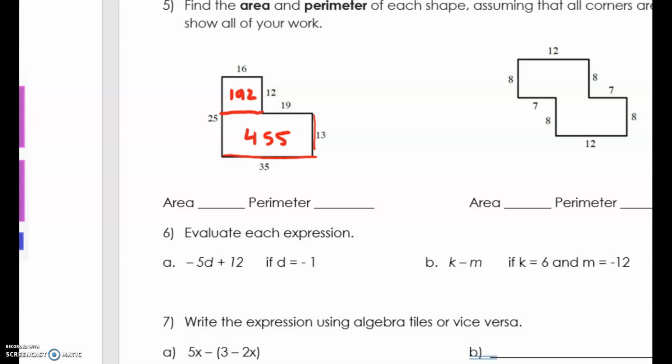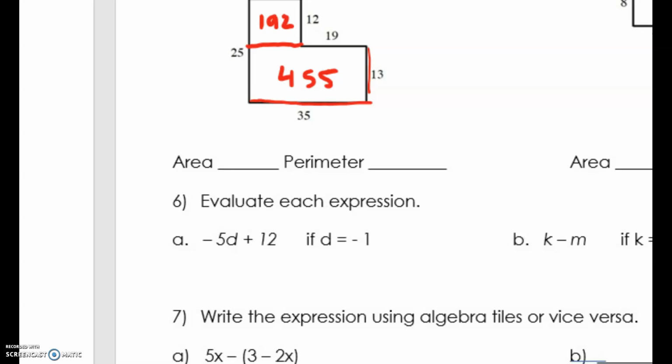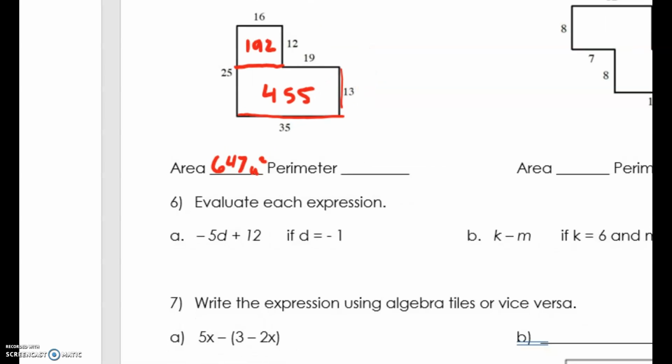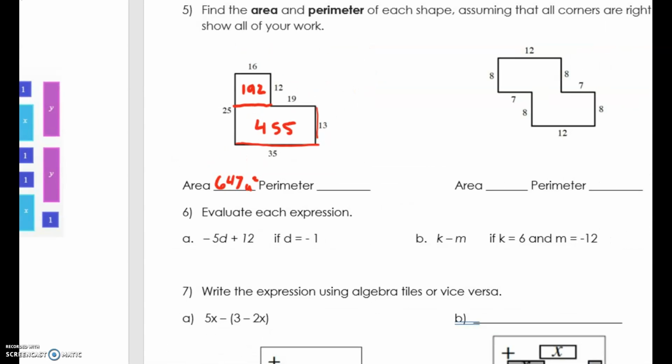If I add those two pieces together, I'm adding these areas together. So 455 plus 192 is 647. So the area of this is 647, and it's units squared, because remember, area is always two-dimensional.